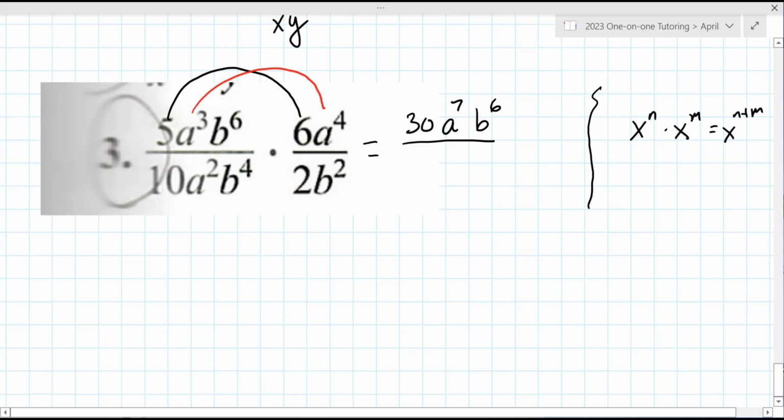Will you multiply the bottom for me, please? And tell me what you come up with.